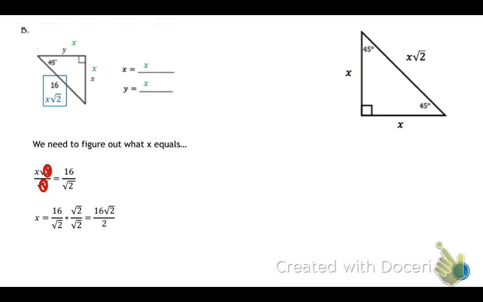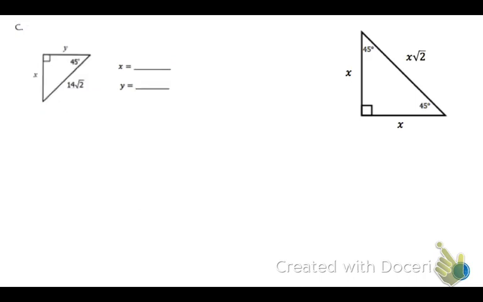So 16 times the square root of 2 is 16 square root of 2. The square root of 2 times the square root of 2 is 2. Okay? And then let's just reduce this. 16 divided by 2 is 8. So x equals 8 square roots of 2. And then I can just go up and plug that in. So x equals 8 square roots of 2, and y equals x, which also equals 8 square roots of 2.